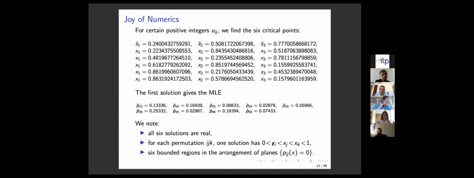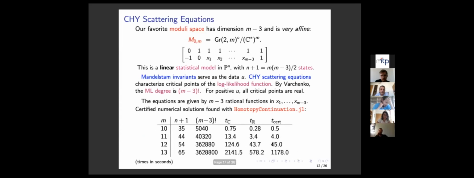Okay, but this is familiar to this audience, and in particular, this was discussed by Nick yesterday. Now, in general, the CHY scattering model for us would be a linear statistical model. The moduli space M0,m is a very affine variety of dimension m minus 3. So it embeds in a torus. Just like before, we're writing a 2 by m matrix with the m minus 3 parameters called the gauge in the physics literature. The number of non-constant 2 by 2 minors is m times (m minus 3) over 2.